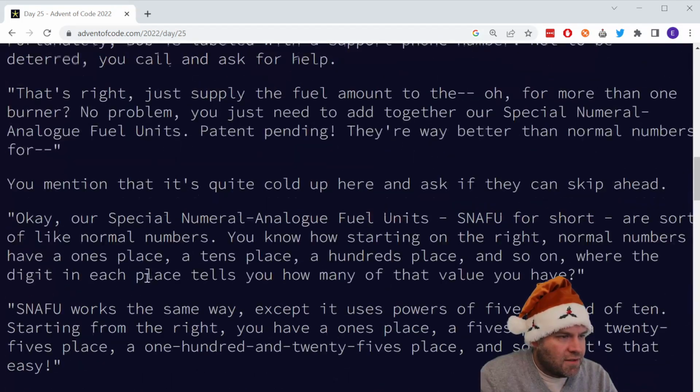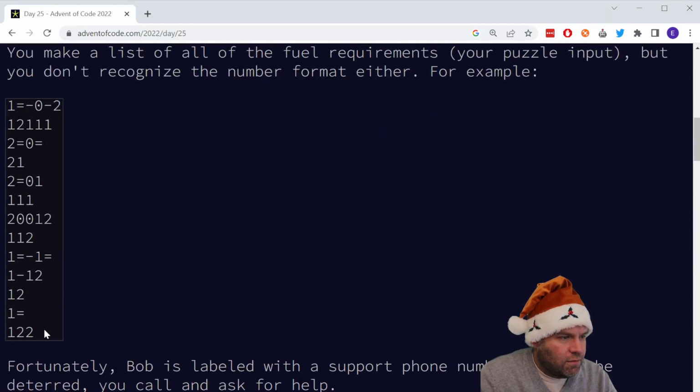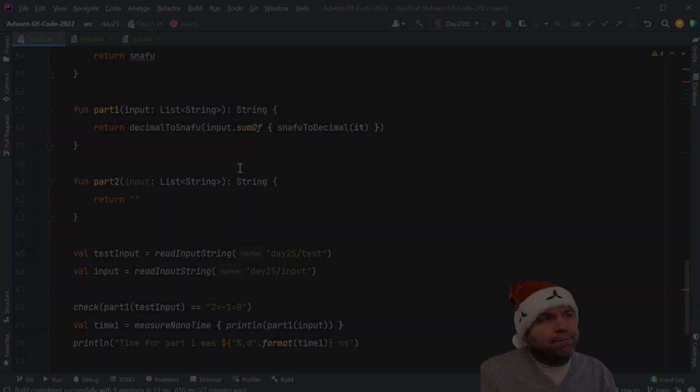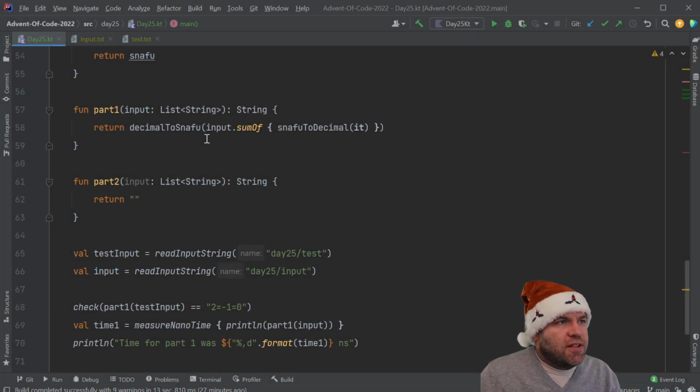Okay, this doesn't seem too difficult, but kind of annoying. All right, so I'm just going to walk through today's answer. So really, we break the problem down into two issues. We need some way to convert SNAFU numbers to decimal numbers, and we need some way to convert decimal numbers back to SNAFU numbers. The first one is pretty simple. The second one is slightly more complicated because SNAFU works in a weird way compared to other decimal systems. But we'll get into that in a second.